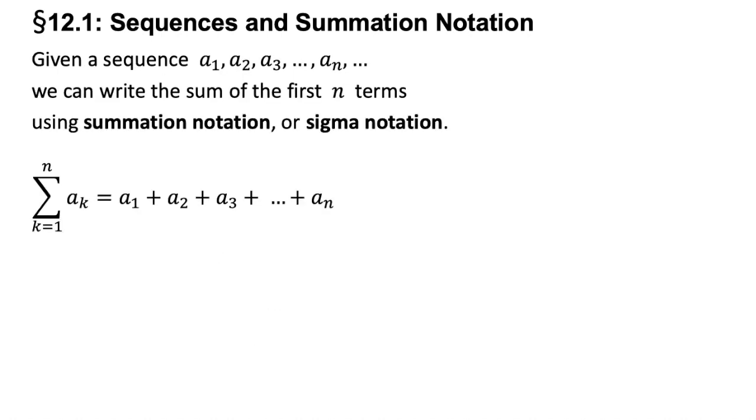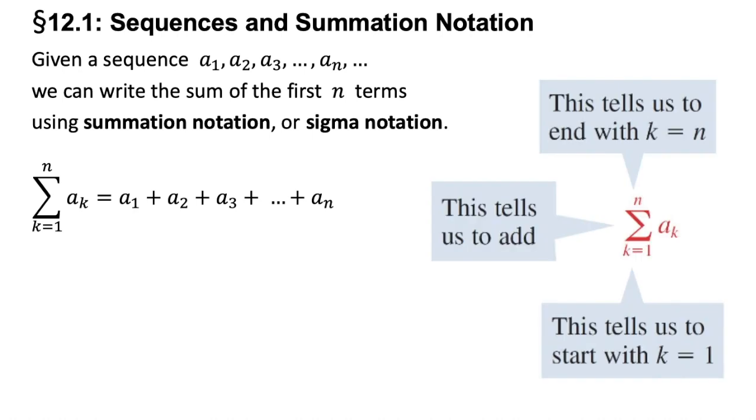Given a sequence a sub 1, a sub 2, a sub 3, and on, we can write the sum of the first n terms using summation notation or sigma notation: the sum of a sub k from k equal to 1 to k equal to n. So the summation notation tells us to add the terms. k equal to 1 tells us where it starts, and n tells us where it ends.